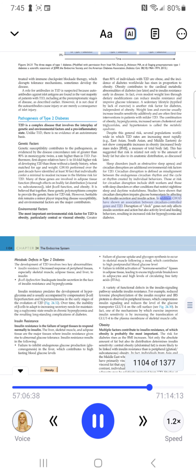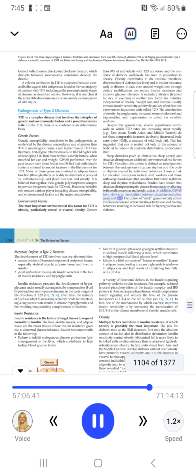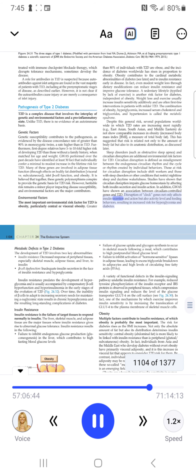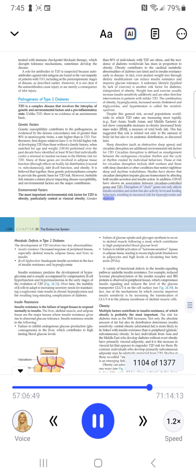Studies have shown that circadian disruption impairs glucose homeostasis by affecting both insulin secretion and insulin action. In addition, GWAS have shown an association between circadian-controlled genes and T2D. Disruption of clock genes not only affects insulin secretion and action, but also activity level and feeding behaviors, resulting in increased risk for hyperglycemia and diabetes.